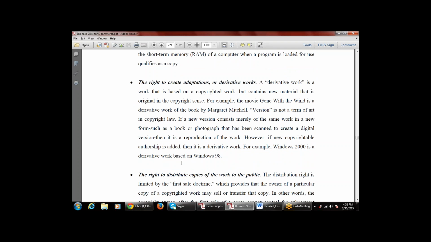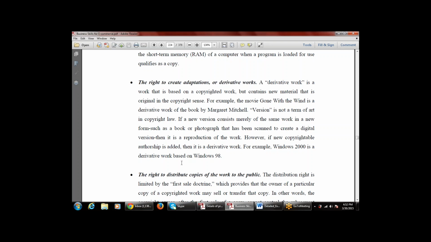So it is a derivative work, that is Windows 2000. Whenever there is a development of Windows 2000, that is a derivative work based on Windows 98. So this is one of the rights that is applicable in digital copyright. Then the next right is the right to distribute copies of the work to the public.